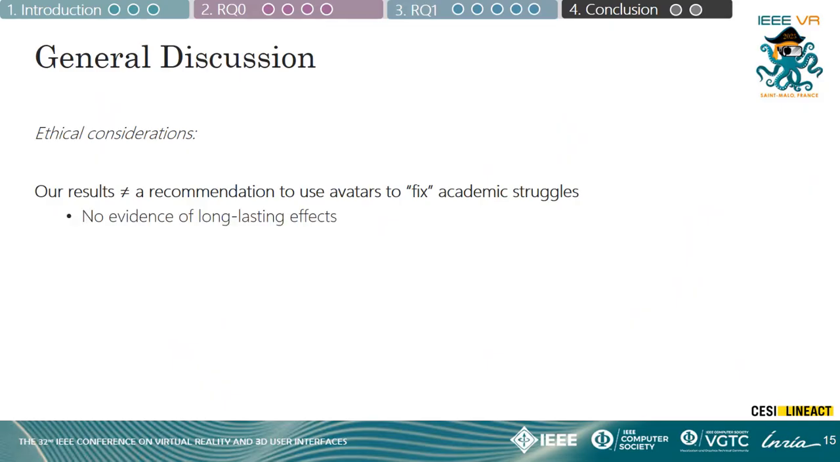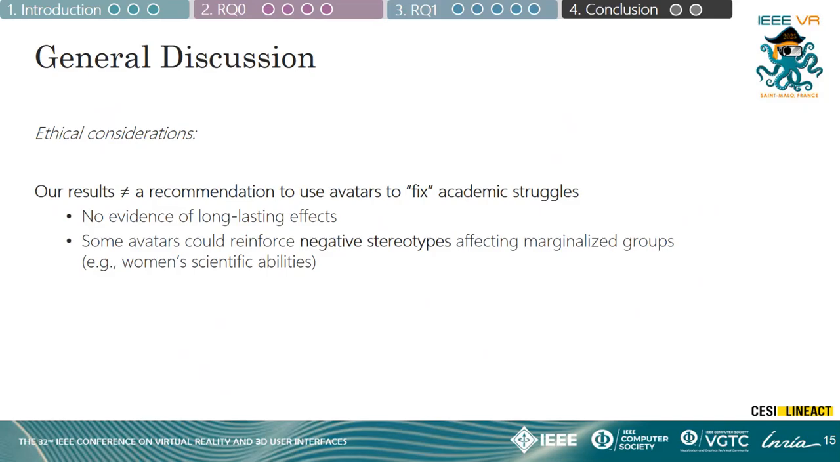Firstly, because we actually don't know if these effects can be observed on a longer timescale, but more importantly, because some of the avatars could actually reinforce the same stereotypes that may have caused the academic struggles to begin with. For example, the figure of Einstein may reinforce prejudice about women's scientific abilities. We therefore recommend that the Proteus effect be implemented with caution regarding these issues.